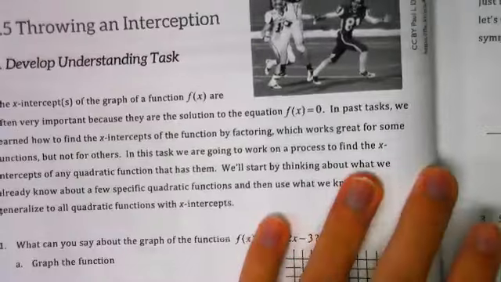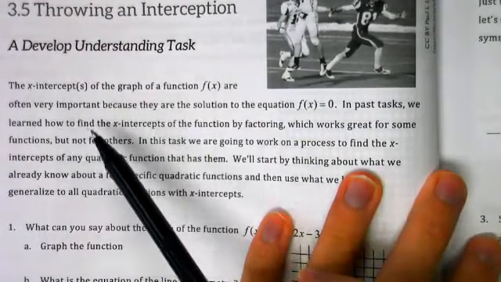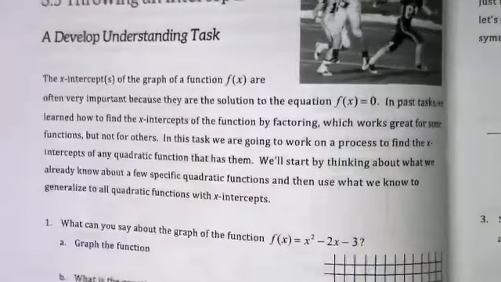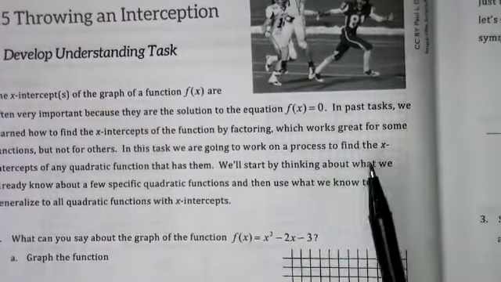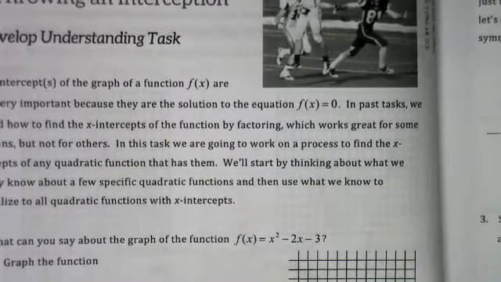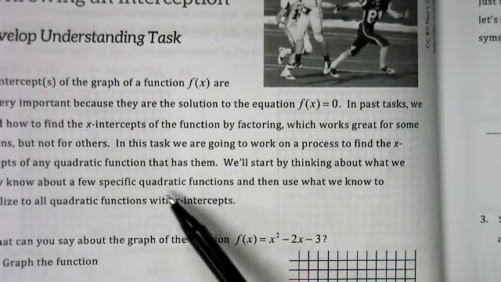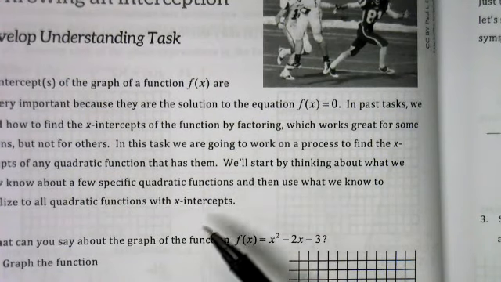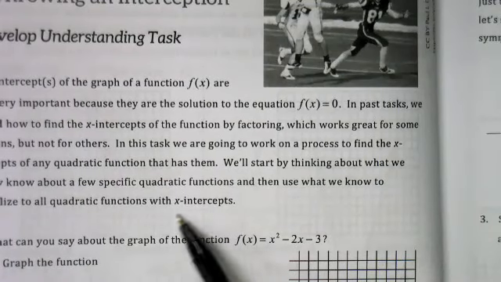Let's get started. The x-intercepts of the graph of a function f of x are often very important because they are the solution to the equation f of x equals 0. In past tasks, we learned how to find the x-intercepts of the function by factoring, which works great for some functions, but not for others. In this task, we are going to work on a process to find the x-intercepts of any quadratic function that has them. We'll start by thinking about what we already know about a few specific quadratic functions, and then use what we know to generalize to all quadratic functions with x-intercepts.